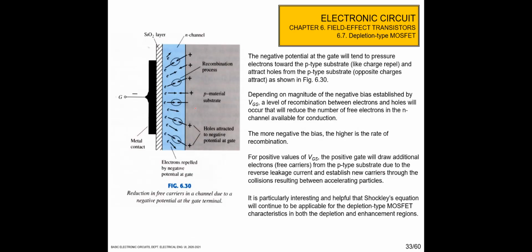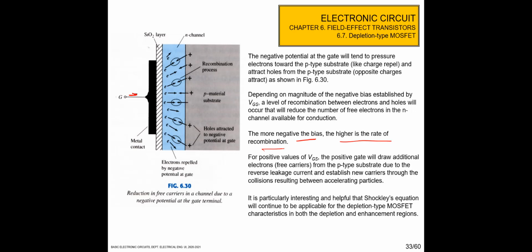Okay. So the negative potential at the gate will tend to push the electrons toward the p-type substrate, like charges repel and attract holes. So if we put a negative here, the electron will be repelled and recombine with the material here. This is the positive. And if we increase the negative bias, there is a higher rate of recombination.